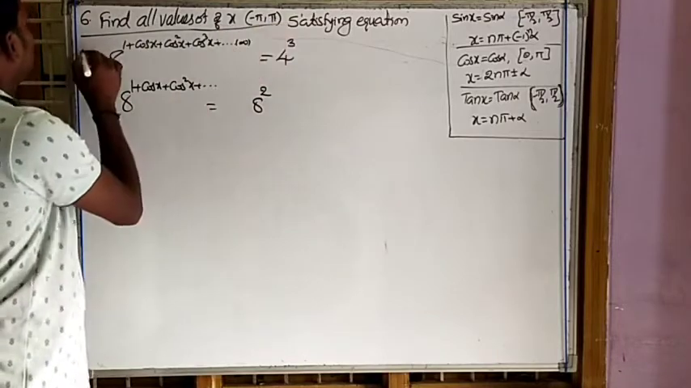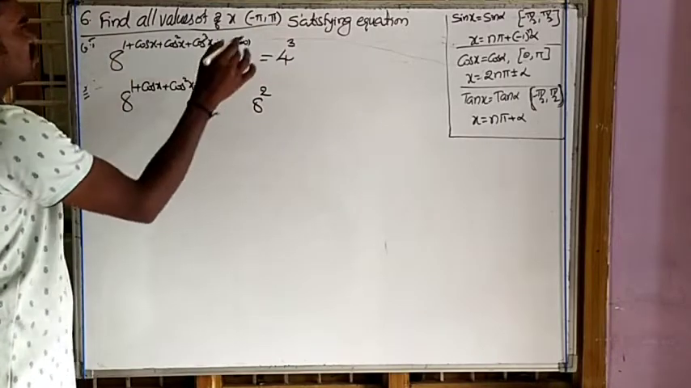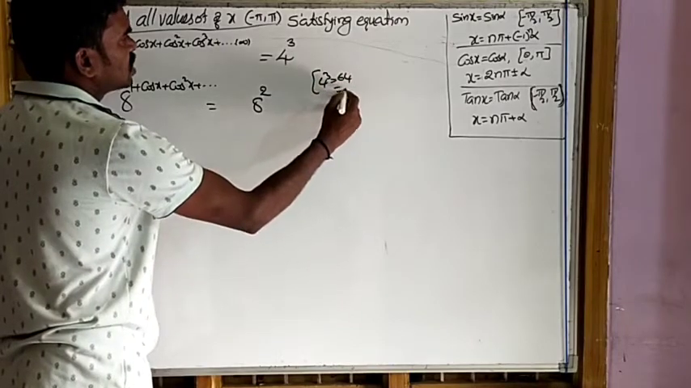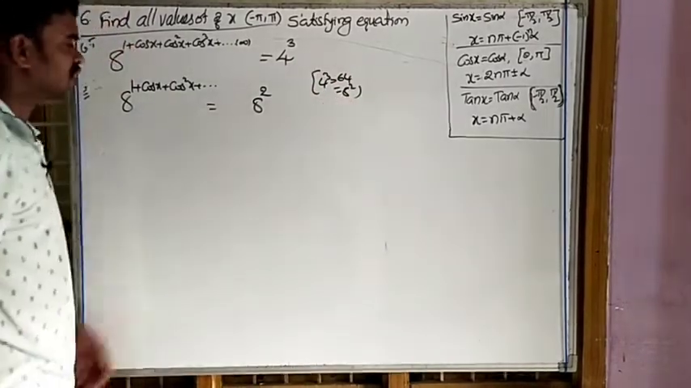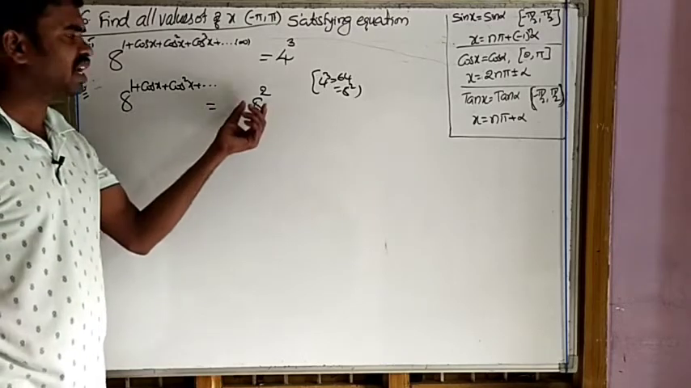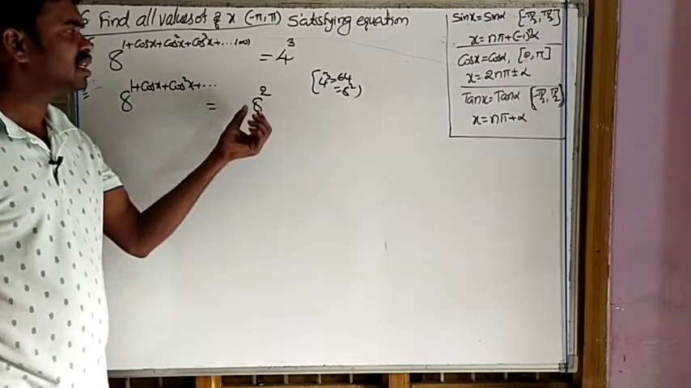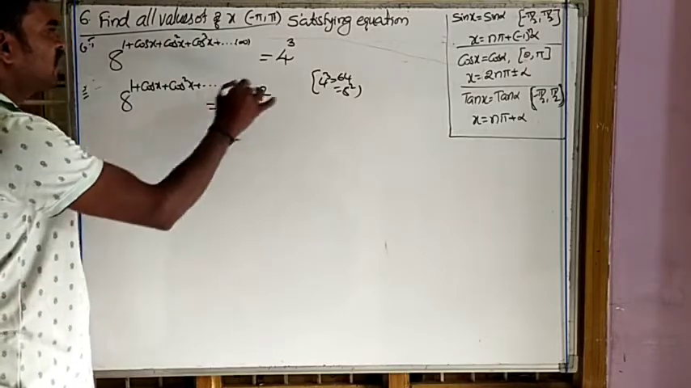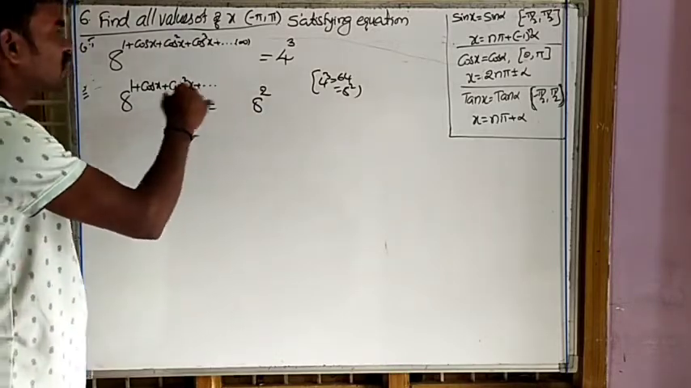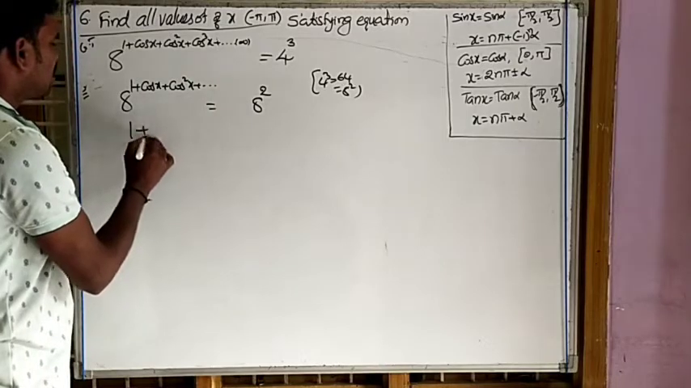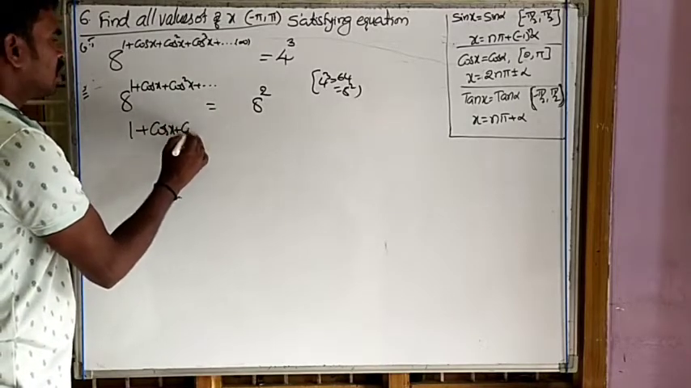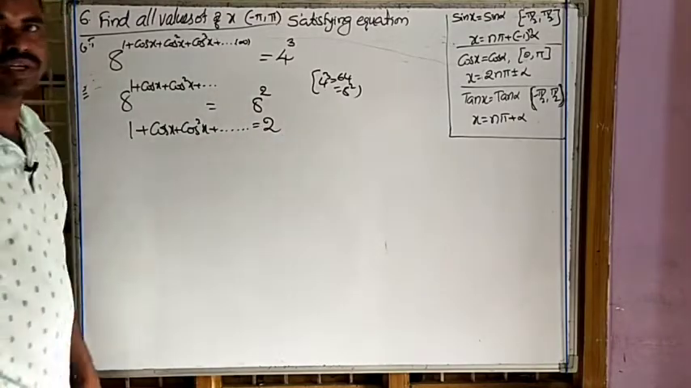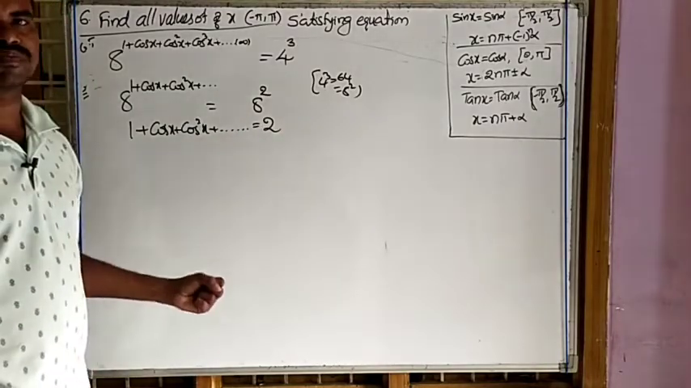Given that 4 cube equals 64, 64 can be written as 8 square. Why am I writing 8 square? Because here the base is 8, so this is also expressed with base 8. If the bases are the same, then the powers are also equal. That means 1 plus cos x plus cos square x plus cos cube x plus so on is equal to 2. Now how to simplify this?